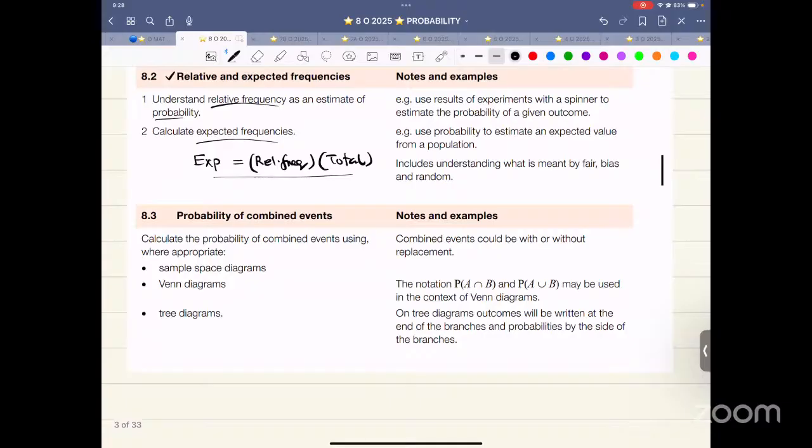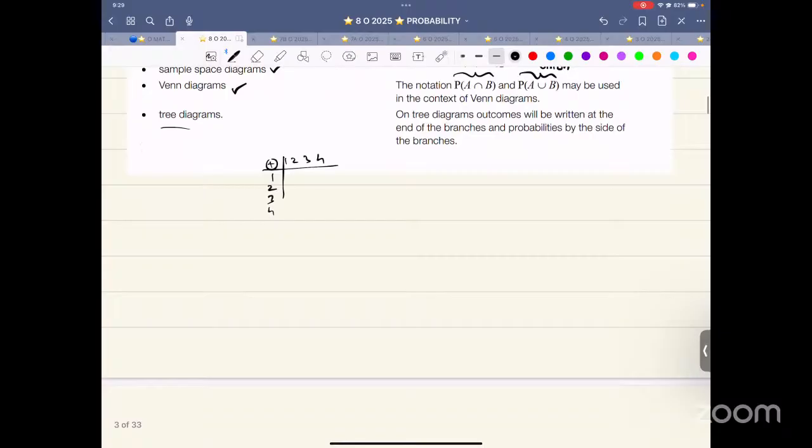Probability of combined events, whether it's about sample space diagram. We are rolling 2 dice, or a 4-sided die, 1, 2, 3, 4, and then we are talking about a sum. That is what we mean by combined event. Venn diagram, probability of A intersection B, that is common. Probability of A union B, take all without repetition. And then we can talk about tree diagram.